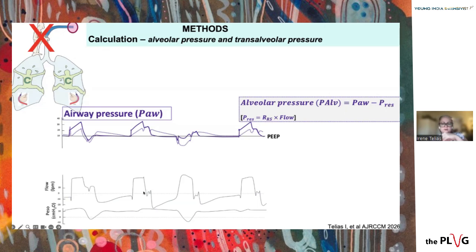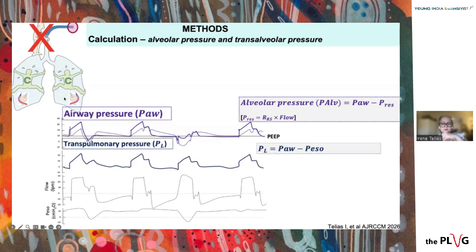The other way to subtract the resistive pressure is to generate an end inspiratory pause. You see here flow is positive, then there is a pause, and during the pause, the alveolar pressure equals the airway pressure. So the common thing that we do in our clinical practice is just to generate a pause. But we wanted to have the continuous alveolar pressure because sometimes when you do a pause, the effort stops. So we cannot see the effect of effort on alveolar pressure.